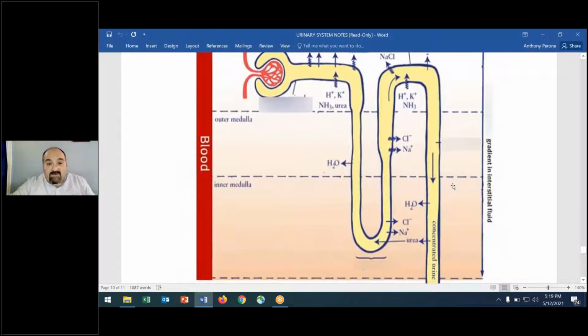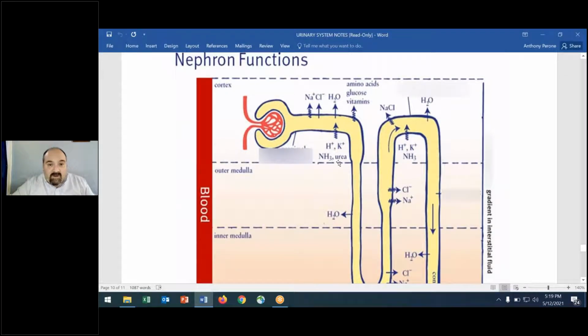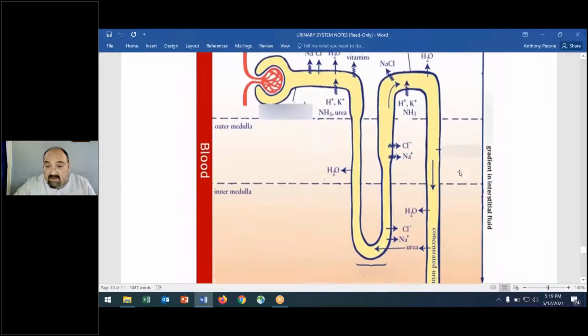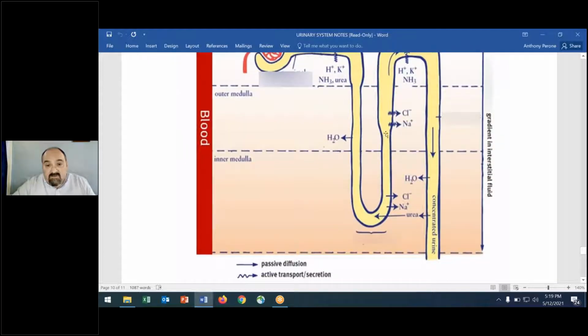The nephron. I did not ask you to tell me about each area, what's going on, though I made mention of it and we provided you this image. But really I want you to know, as a general overview, what's taking place in the proximal convoluted tubule, the distal convoluted tubule, entering into the collecting duct, and what's taking place in the nephron loop.